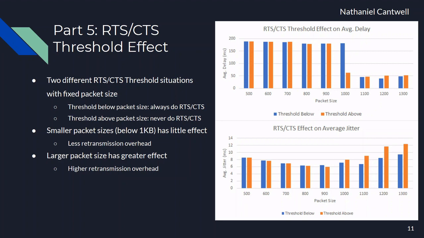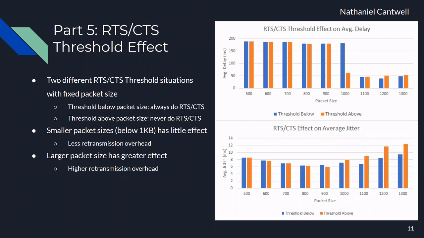So with our simulation, we have a fixed UDP packet size from the wireless media stations, and so this presents us with two cases. The first case is where the threshold is below the packet size, and so all packets will be above the RTS-CTS threshold, and so RTS-CTS handshaking will always take place with every single packet.